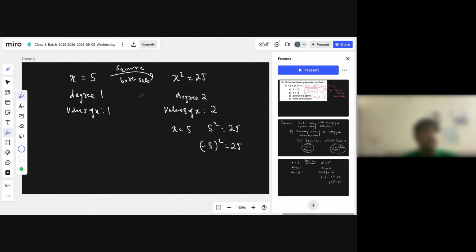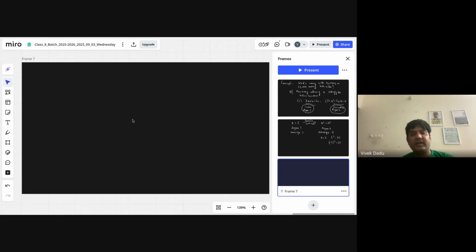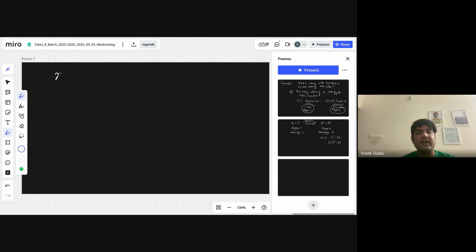Sir, does the same logic apply for further powers? Yeah. So you get it why squaring both sides is not a correct operation. Same way, if you have something like x square is equal to 49, square root both sides.